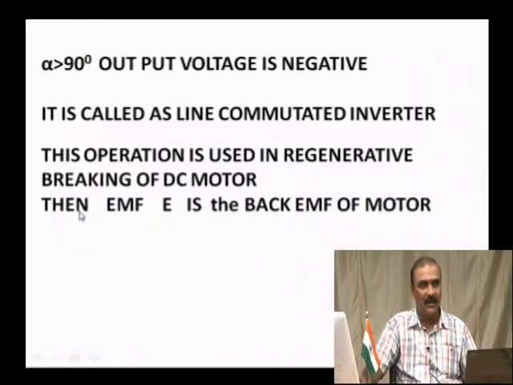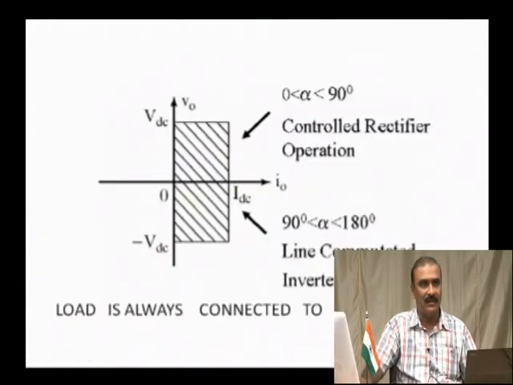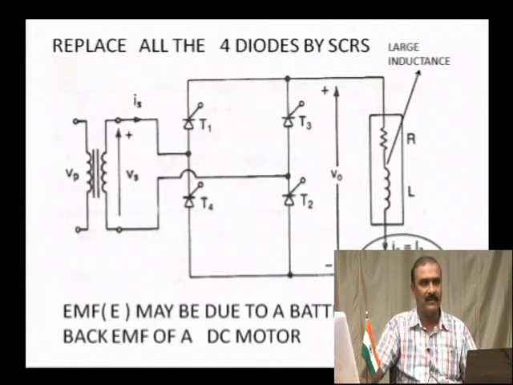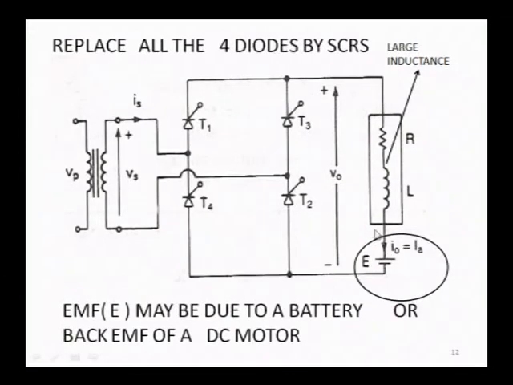Then E is the back EMF of the motor. In the earlier diagram I showed you at the very beginning of the class, this is the EMF, the back EMF of a DC motor. Now inherent resistance and inherent inductance are there along with this back EMF.